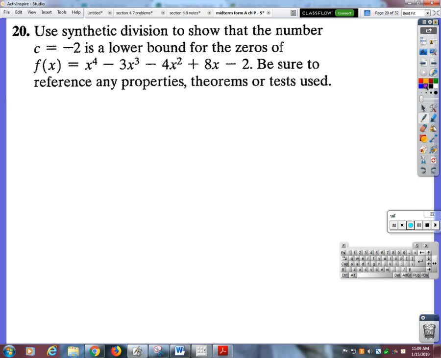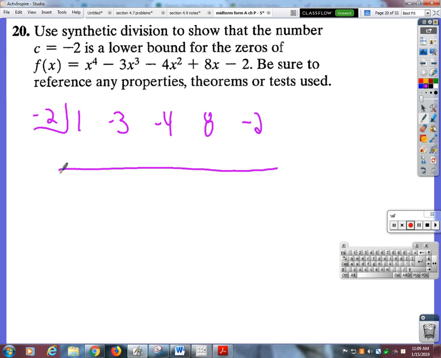So, okay, so you guys remember synthetic division? What goes in the box? -2, and then what goes here? 1x to the 4th, -3x cubed, -4x squared, 8x minus 2. Good. Bring down the first number, and then it's just repeated multiplying and adding.